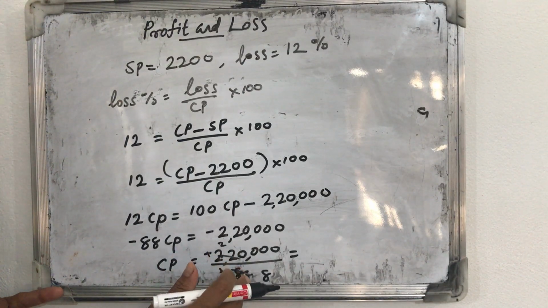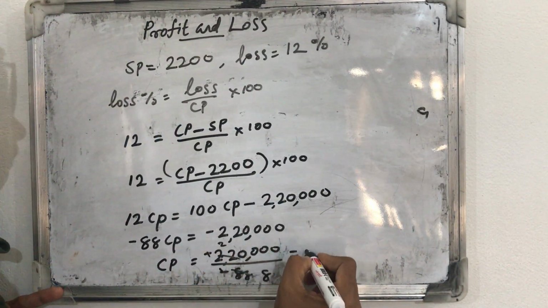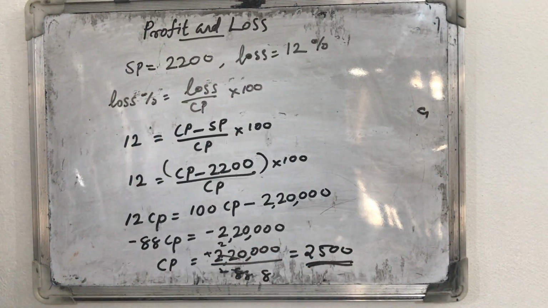So 20,000 divided by 8, it will be 2,500. Okay, it will be 2,500.